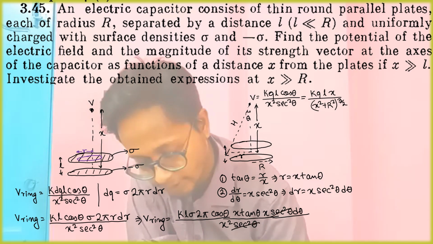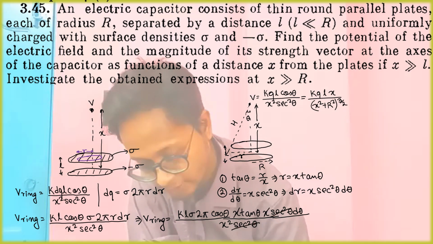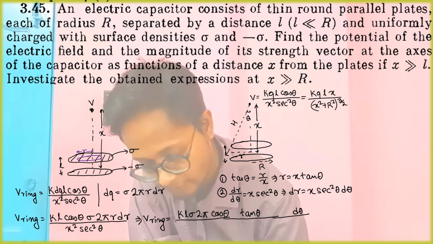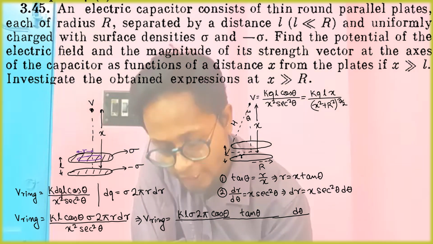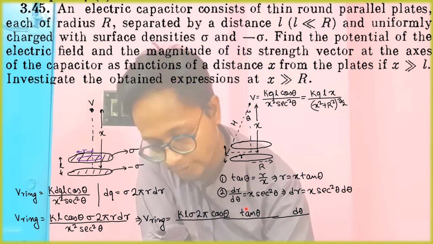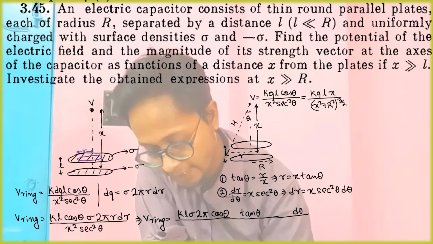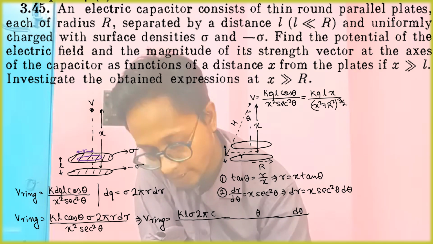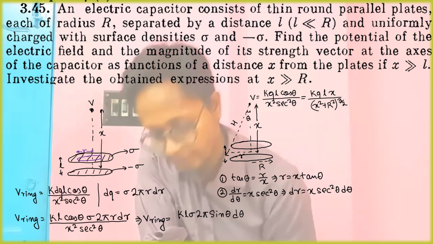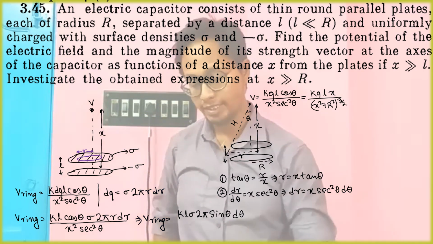Sec square theta and sec square theta will get cancelled. X into x is nothing but x square, this x square and this x square will get cancelled. So we are left with how much? Let's see. So we are left with KL sigma 2 pi cos theta tan theta into d theta. Tan theta is nothing but sin theta by cos theta, and this cos theta and this cos theta will get cancelled. So cos theta into tan theta is nothing but sin theta. So this is sin theta d theta. Understood? So potential due to the elemental ring is nothing but given by this value.